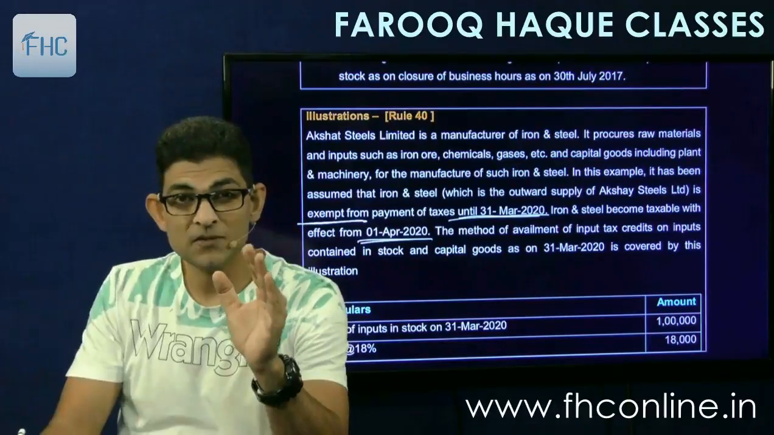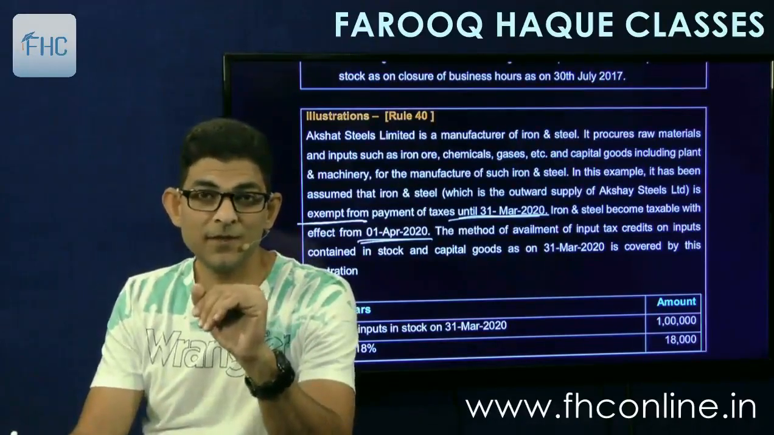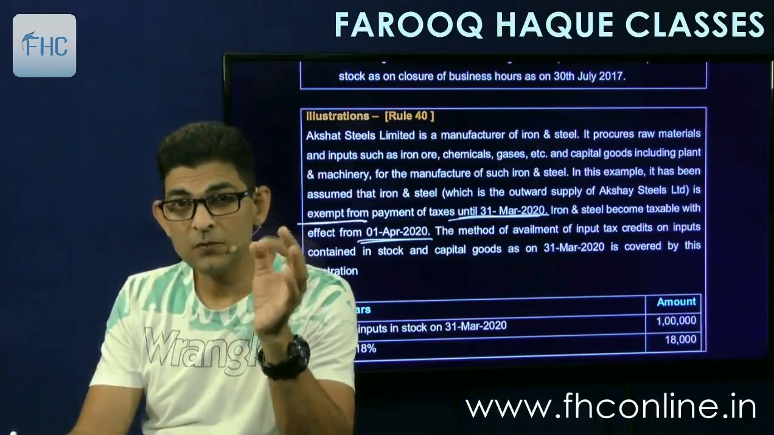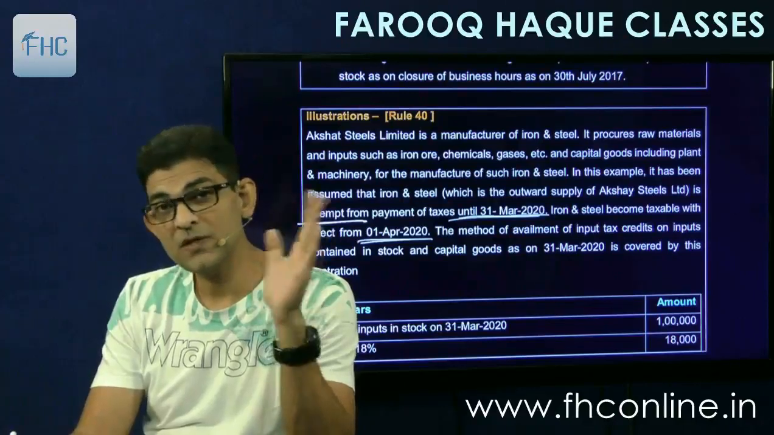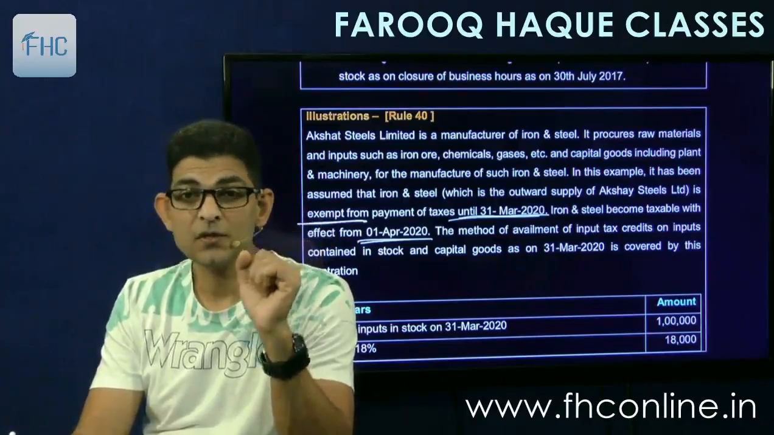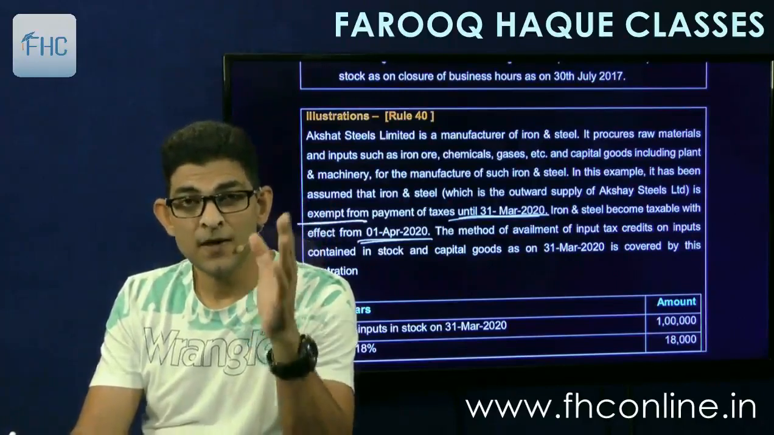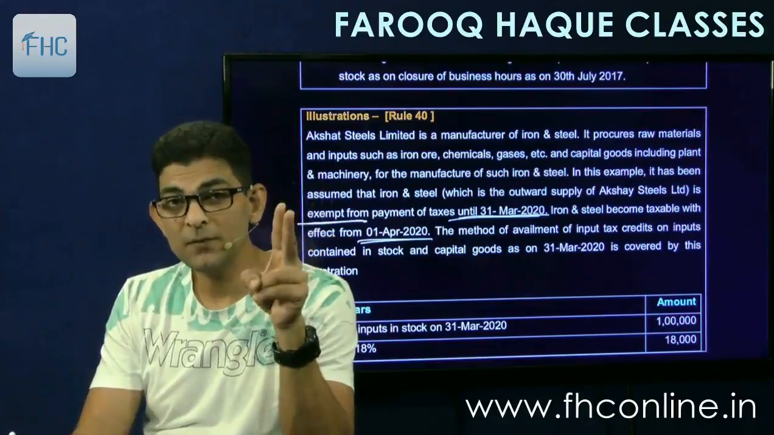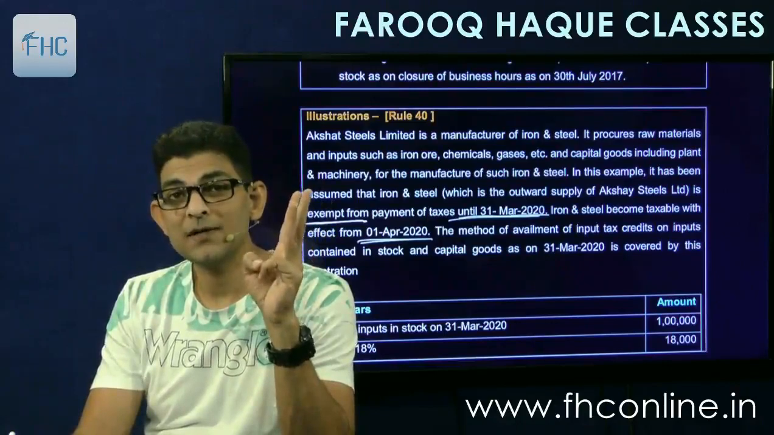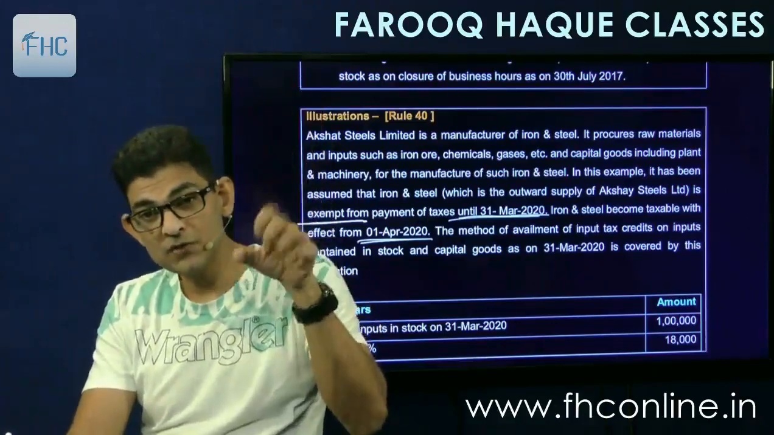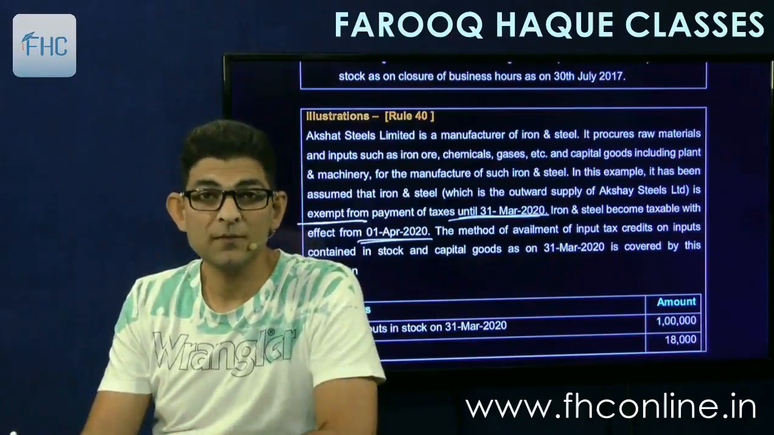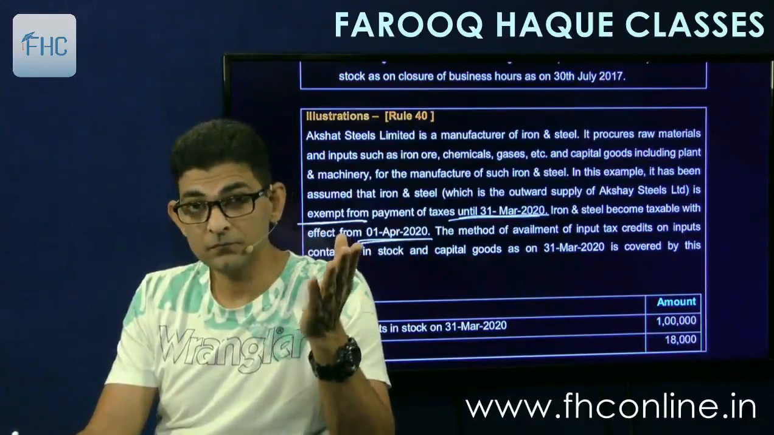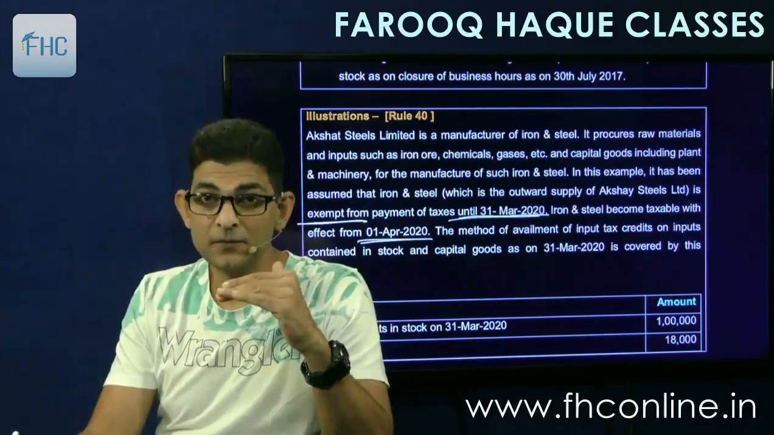So you can understand the question is based upon the initial credit, the initial credit that you have to take on the stock of inputs as it is, stock of inputs in semi-finished goods and stock of inputs in finished goods as on 31st March 2020. So we'll calculate three things: inputs as such, inputs in WIP, that is semi-finished, and inputs contained in the finished goods stock which is held by us on 31st March 2020. And we'll see what was the GST paid on these input stock and then take appropriate credit.